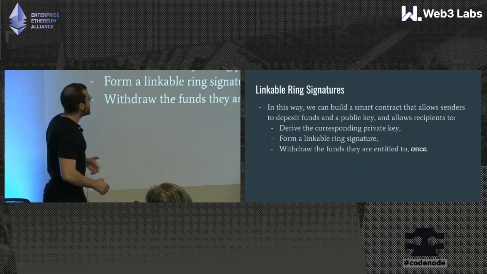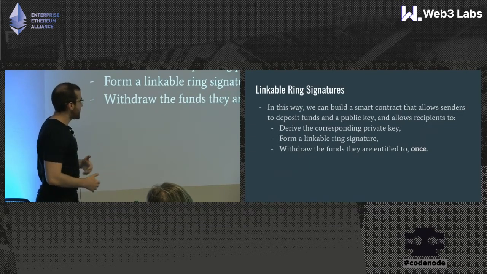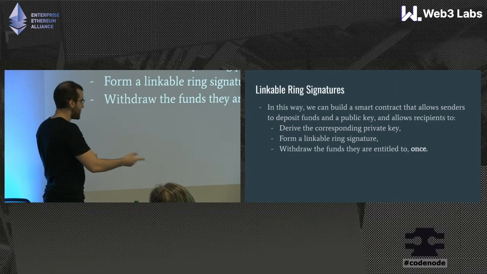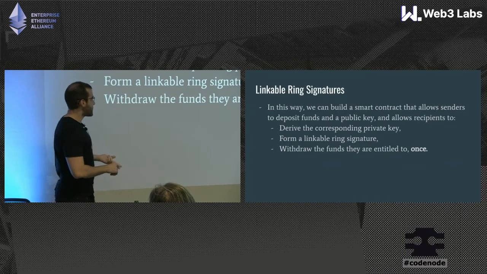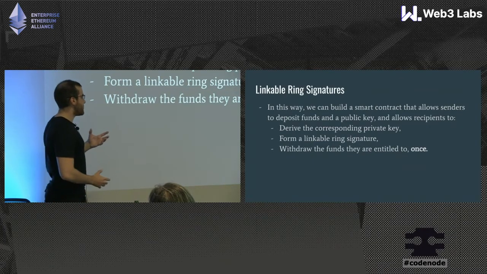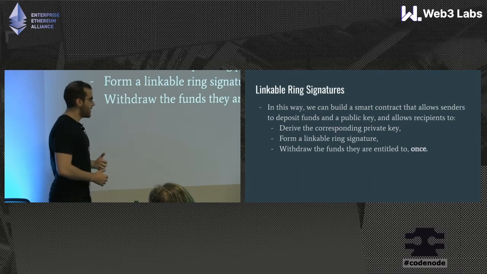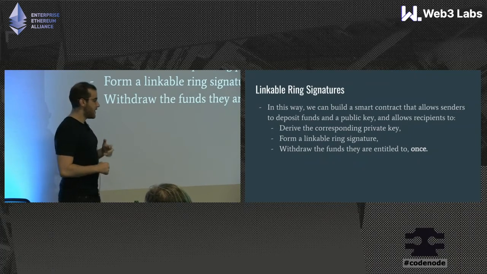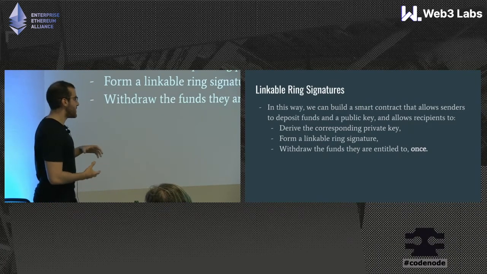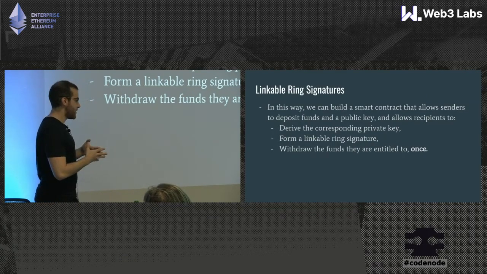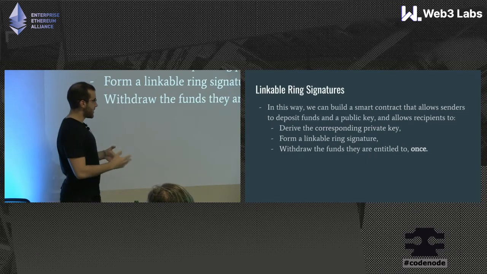So in this way, we can build a smart contract that allows senders to deposit funds in a public key, and allows recipients to retrieve the corresponding private key to the public key that was deposited to, form a linkable ring signature, and withdraw the funds they are entitled to only once. And again, this is nicer, even though it's not as fancy as ZK-SNARKs or anything. It's very performant. If you use nicer cryptography, you can use sublinear signatures, meaning that the signatures do not grow linearly with the number of participants. They grow sublinearly, so it's efficient.